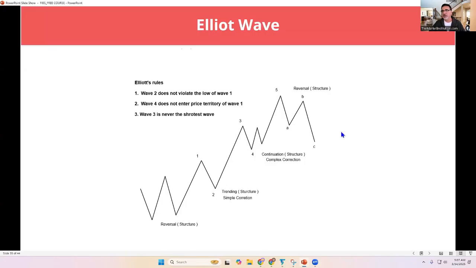Some basic rules around the Elliott wave map. Wave 2 does not violate the low of wave 1. Wave 4 does not go into the price territory of wave 1. And wave 3 is never the shortest wave. It's not the longest, it's never the shortest. Okay. So these are rules right from Elliott himself.